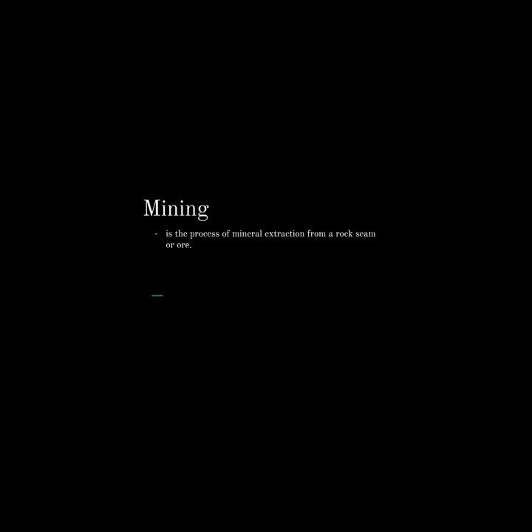Mining is the process of mineral extraction from a rock seam or ore. Mining refers to the set of processes in which useful resources are withdrawn from a stack of non-renewable resources. Within the context of earth resources, mining usually refers to the extraction of mineral resources. Mining is of critical importance to industrialized societies because some minerals cannot be grown, they can only be mined. Mining is a controversial industry because it is usually associated with irresponsible practices.